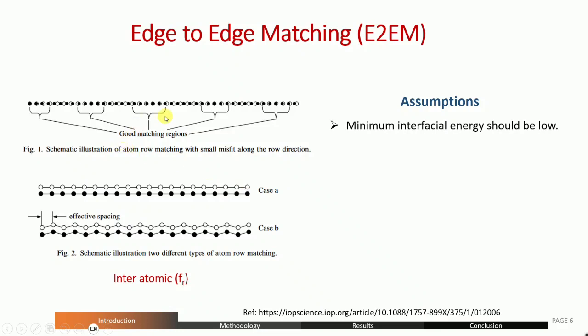So we can see in this picture, suppose that the white dots are aluminium.